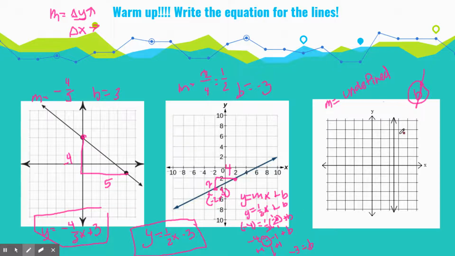And then going to my last one, I don't have any y values here. I only have x values. No matter what my y is, my x is always the same. So this is actually going to be x equals, and we're going to put the value that it crosses at, which is 2.5.